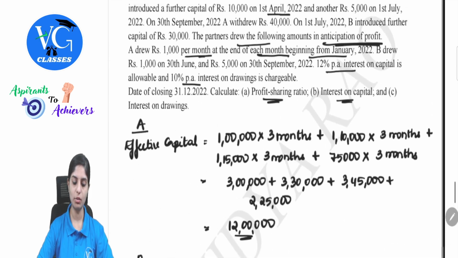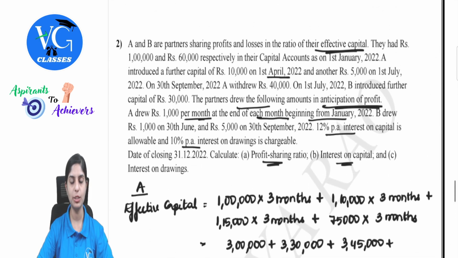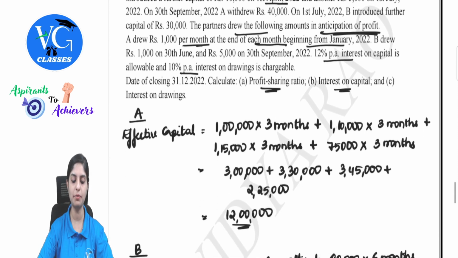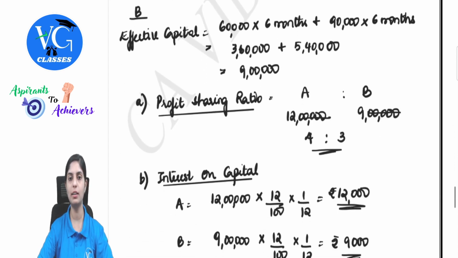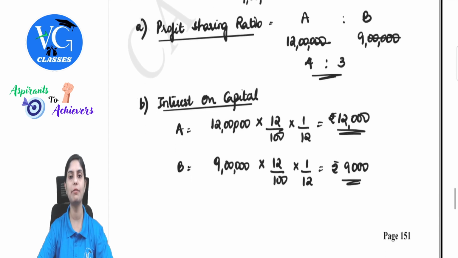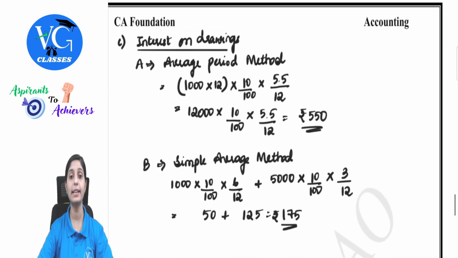Hope you all understood the question, that is to calculate profit sharing ratio. Remember, they had emphasized on effective capital. We first found out effective capital. Then based on that, we found out the ratio. Interest on capital was also done as per effective capital employed method. And then interest on drawings by identifying how the requirement of drawings is given. Next.